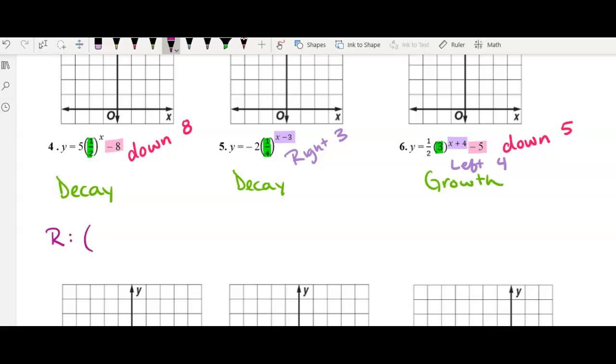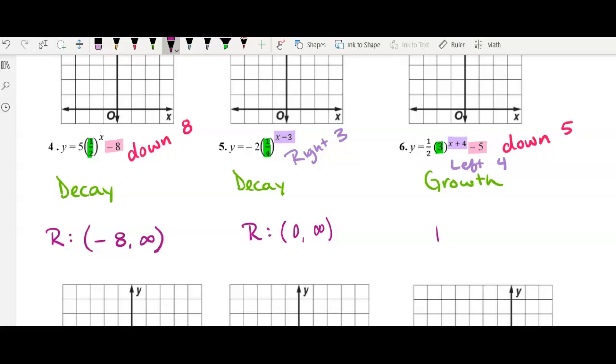So the range here will go from -8 to infinity. I know I didn't ask for the range, but I'm going to write it anyway for practice. In number 5, see how the number is right next to the x value? That's what moves it left and right, and it's always opposite of its sign. So this is going to go right 3. Here, the function didn't go up or down at all, so the range is going to go from 0 to infinity.